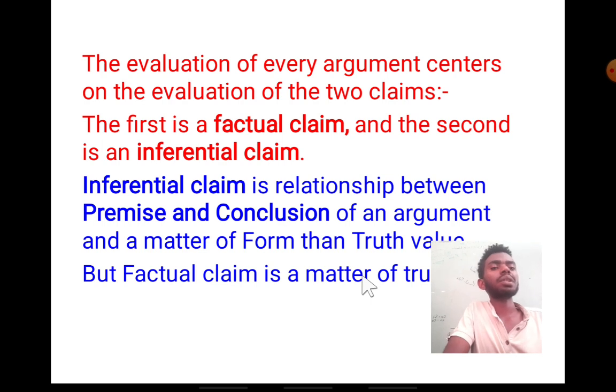The evaluation of every argument centers on the evaluation of two claims. There are two claims. Whenever we talk about argument, there are two claims. The first one is the factual claim and the second one is the inferential claim.